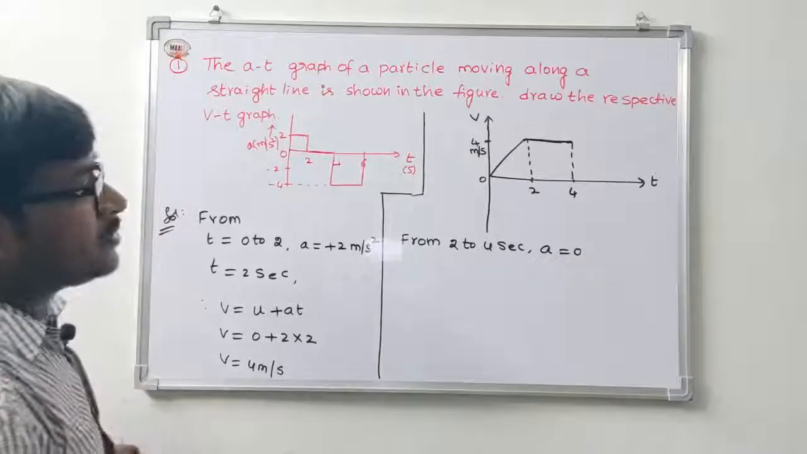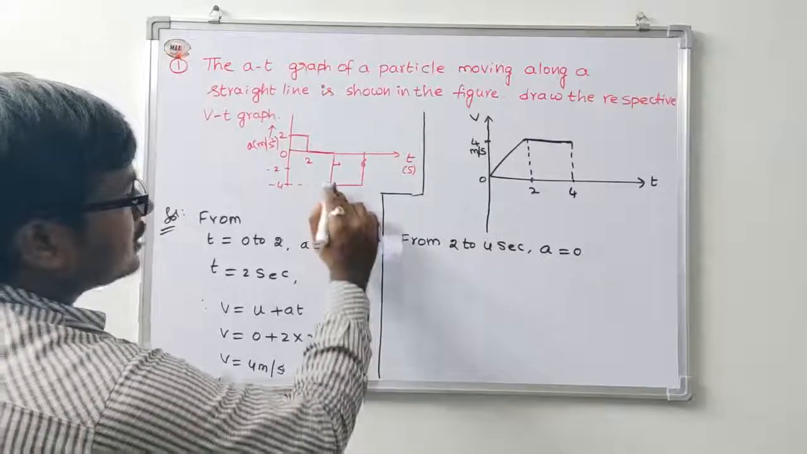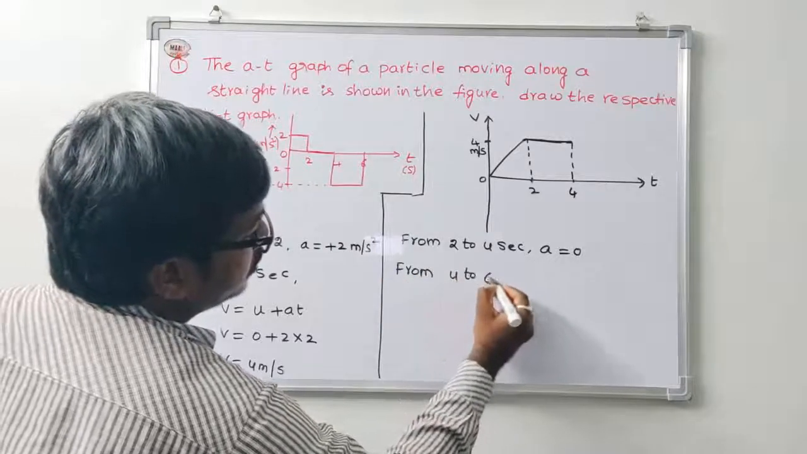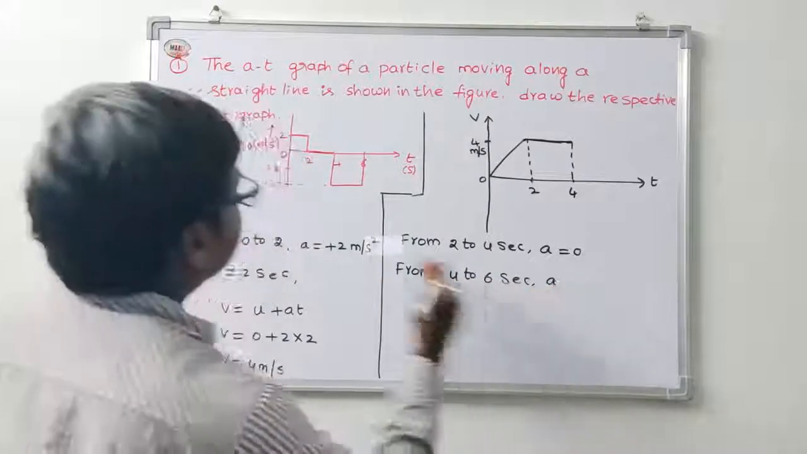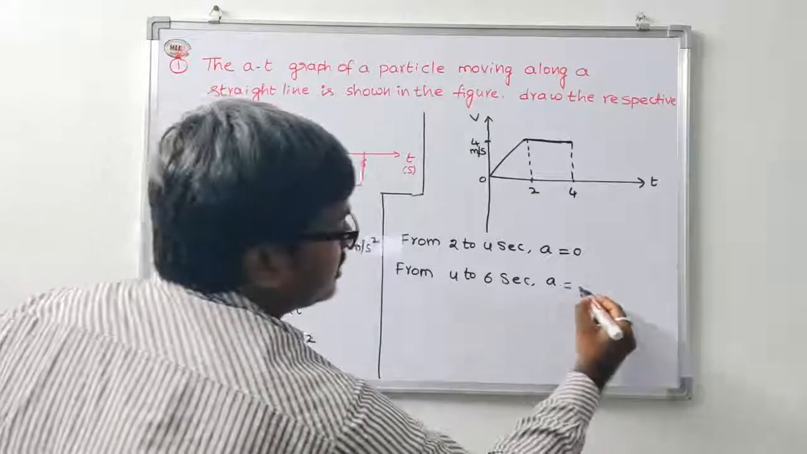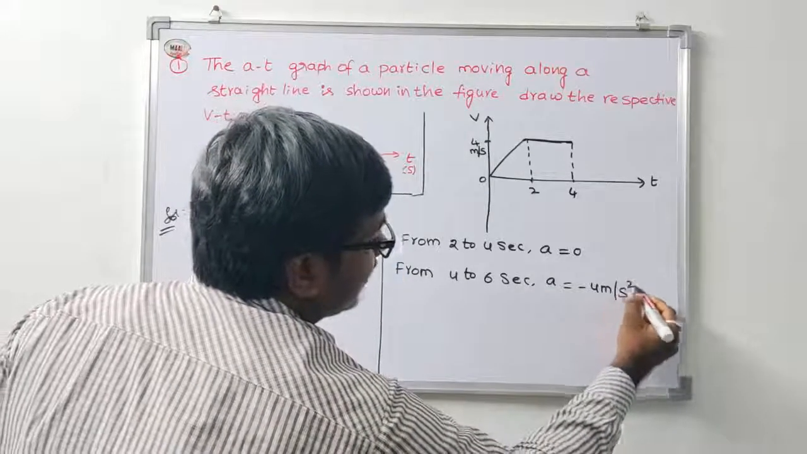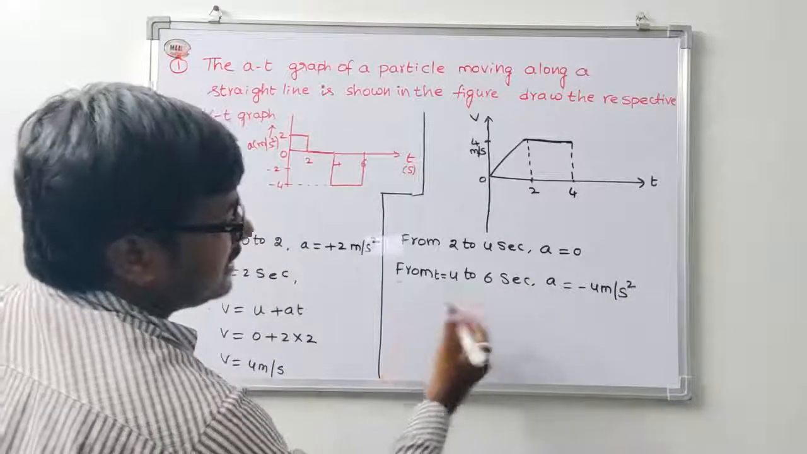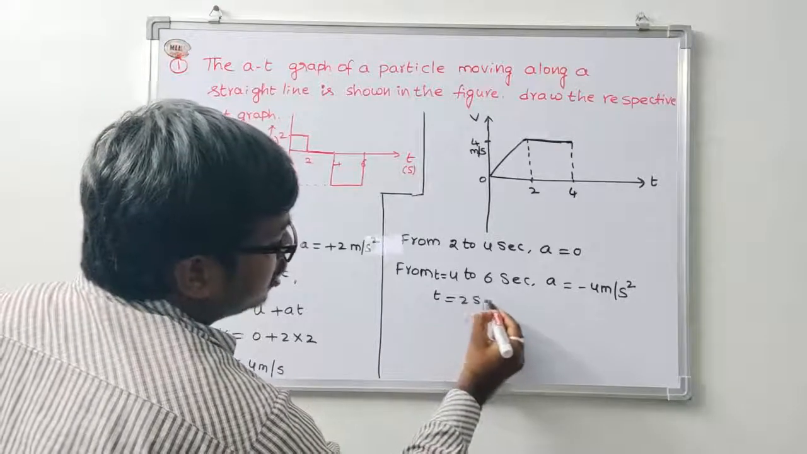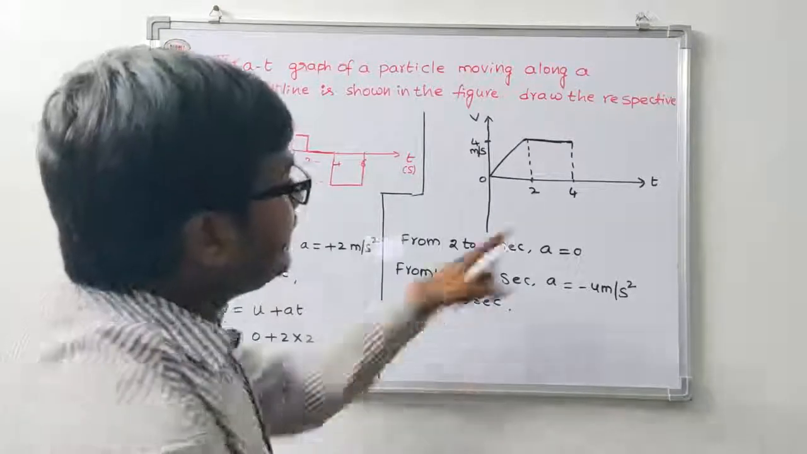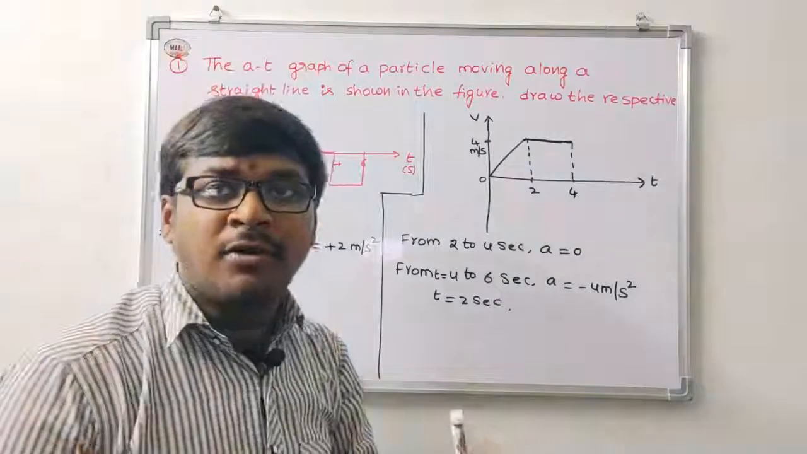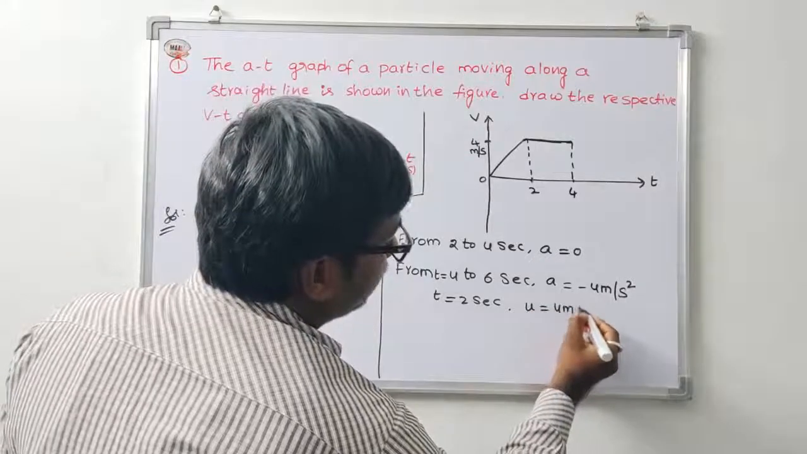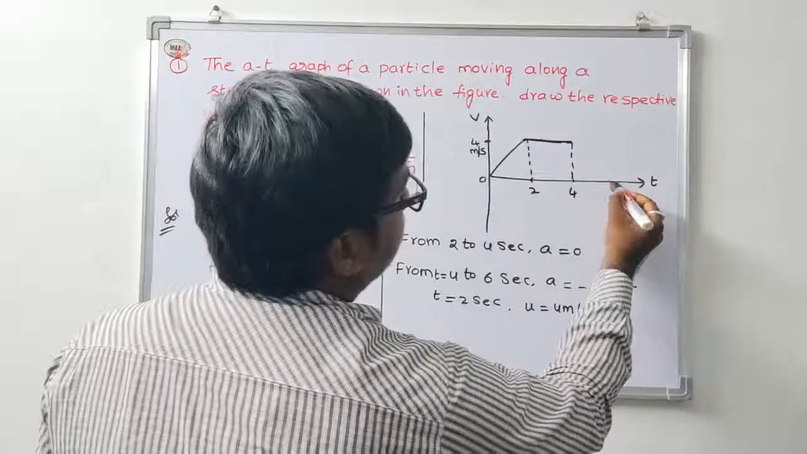Next, from 4 to 6 seconds, the acceleration will be negative. The acceleration is minus 4 meter per second square. From t equal to 4 to 6 seconds, t is equal to only 2 seconds. The initial velocity, students, is 4 meter per second, so u is equal to 4 meter per second.